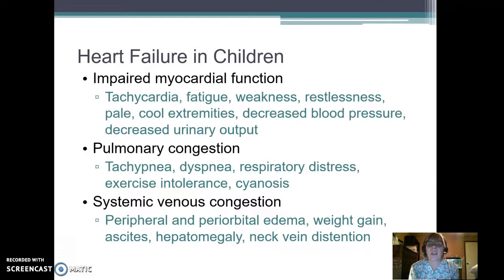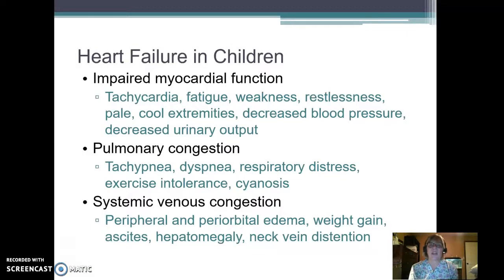If they're not getting enough blood pumping, they beat faster rather than more. So tachycardia, fatigue and weakness, they're not meeting their metabolic demands very well. They have no reserve, so they get tired easily. Often act restless because they're a little air hungry. Pale, cool extremities, decreased blood pressure. That's very late in children. They usually can maintain their blood pressure until they can't, and that's late. Decreased urinary output, that's pretty significant. If we're not getting good perfusion to the kidneys, urinary output will decrease.